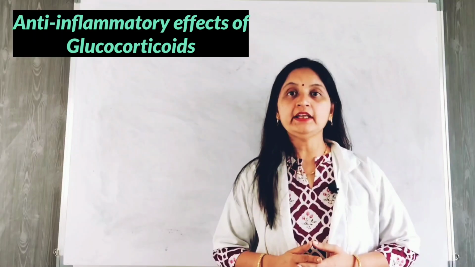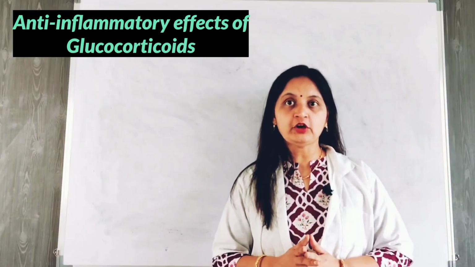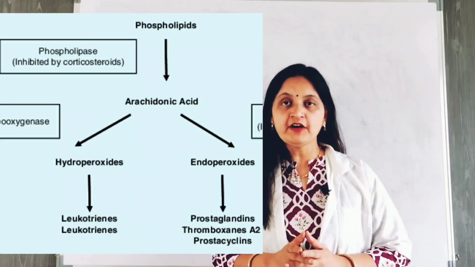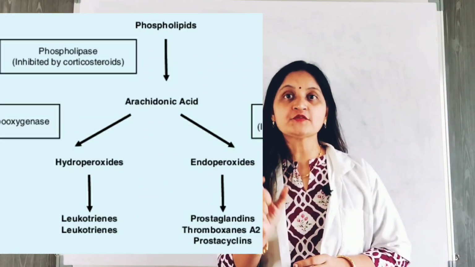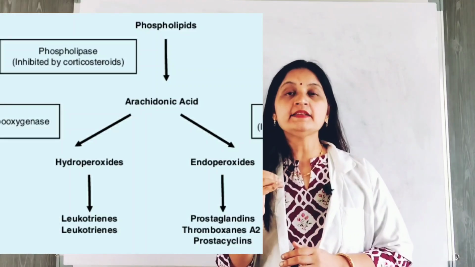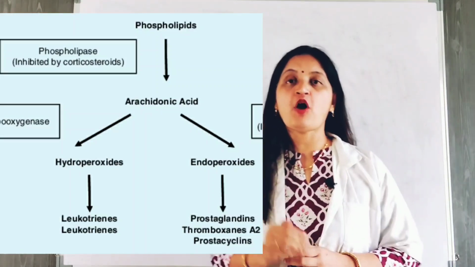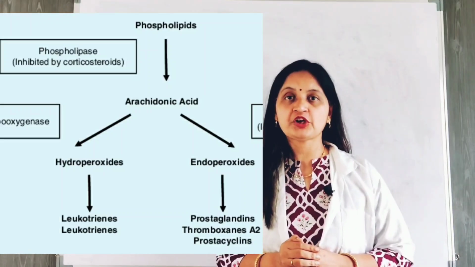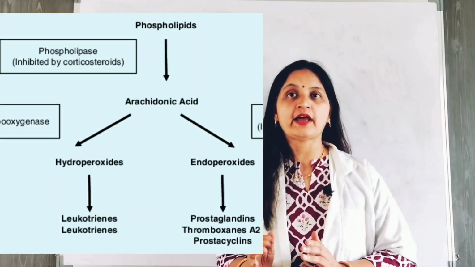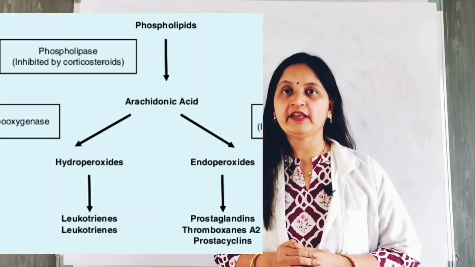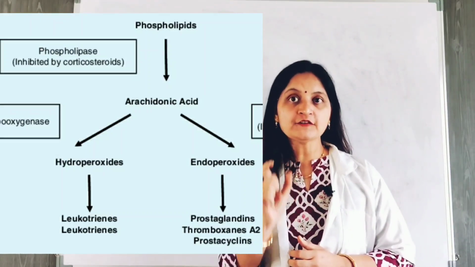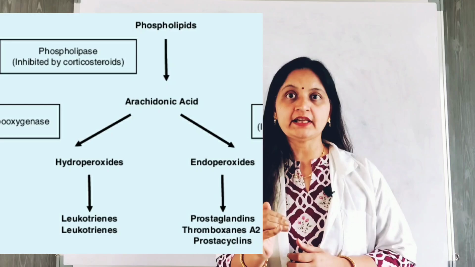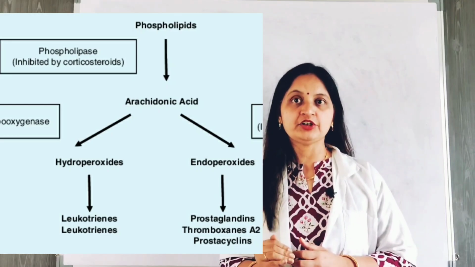Next, we move on to the anti-inflammatory effects of glucocorticoids. The glucocorticoids inhibit inflammation in multiple ways. Firstly, the glucocorticoids inhibit the phospholipase A2 enzyme, an enzyme that is responsible for the production of arachidonic acid, a precursor that is responsible for the production of prostaglandins and leukotrienes, important mediators of inflammation. So by inhibiting the phospholipase A2 enzyme, prostaglandin and leukotriene production is reduced, so the inflammation is reduced.